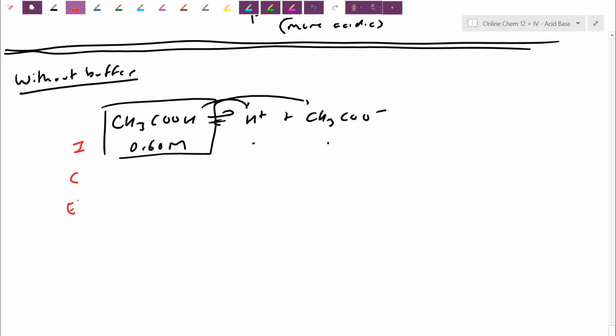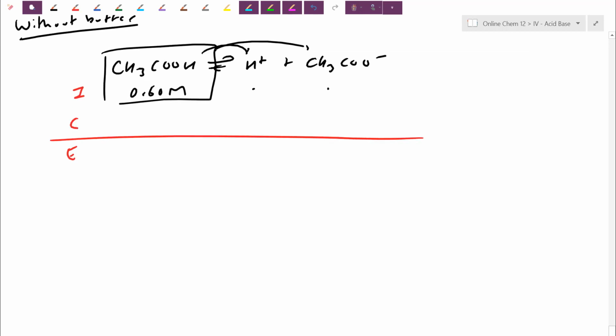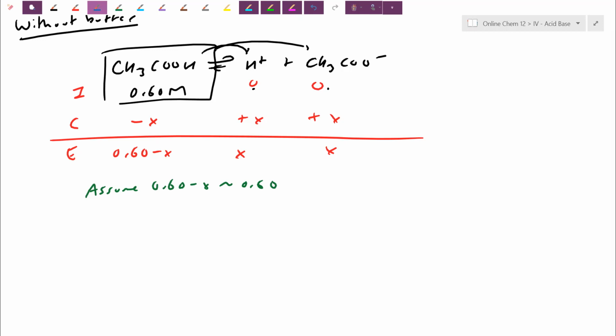So ice table, I don't know anything about the pH right now. So let's go minus x, plus x, plus x. So it's 0 and 0 to begin with. I have an x, 0.60 minus x. We're going to make a simplifying assumption here. Assume 0.60 minus x is basically 0.6. And therefore, given the Ka, H plus times the acetate divided by your acetic acid, we can calculate the equilibrium concentration of H plus after dissociating, and we can calculate the starting pH.